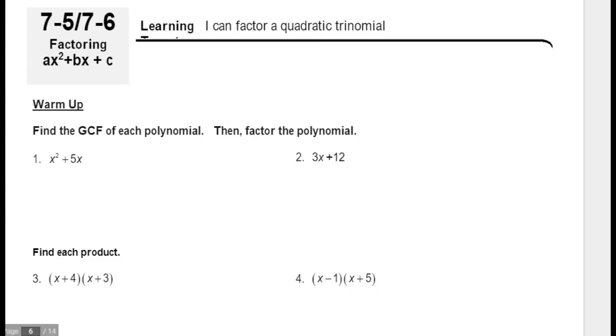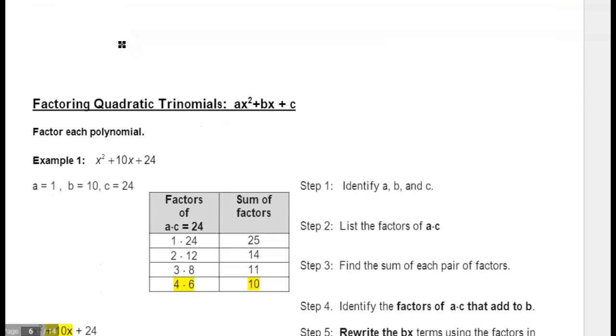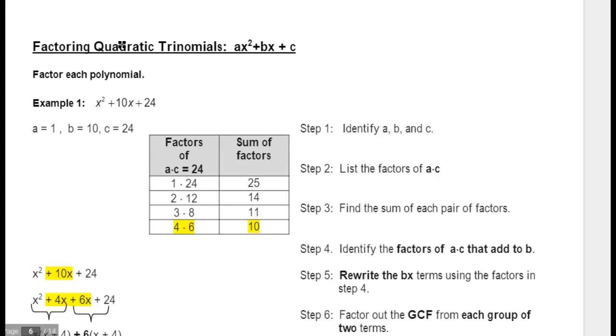Okay, we are working on factoring quadratic trinomials, so ones with 3 terms. So you're looking for the page that's labeled 7576, factoring ax squared plus bx plus c. So that's where, when we come down here, this is where the a, b, and c comes from. So we have these steps that you're going to be doing, and it's going to look really familiar to what we were doing last week, except it's backwards from the beginning of the chapter.